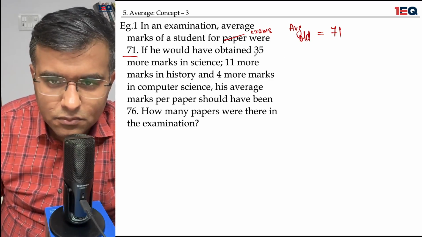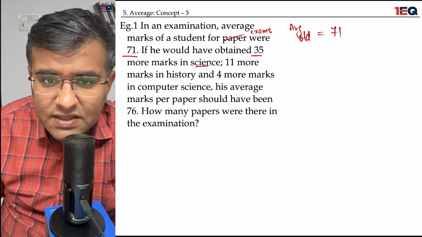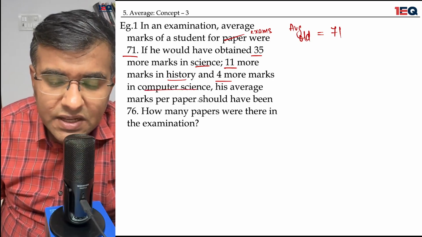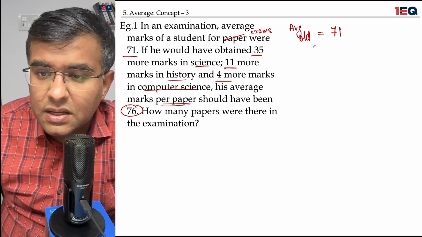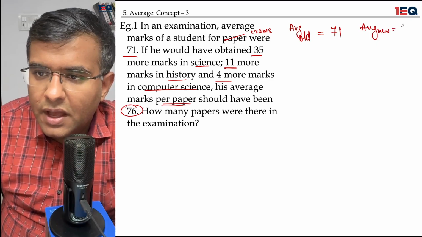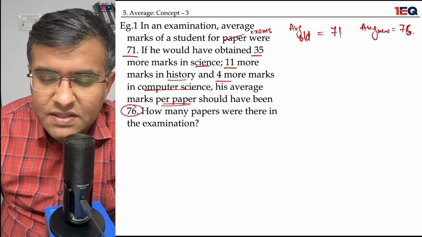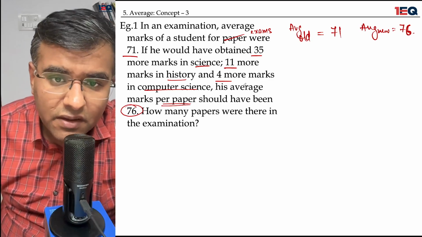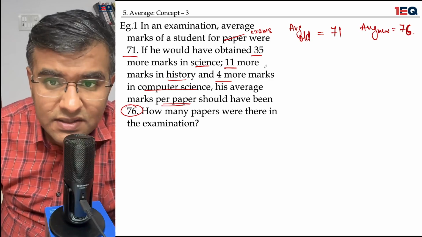And because of a small increment of 35 marks in science, 11 marks in history, and 4 marks in computer science, his average per paper should have been 76. It means that average new has become 76. What is the reason of the increase in average? The reason of the increase in average is the increase in the marks.